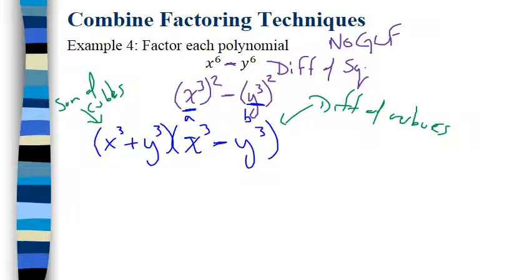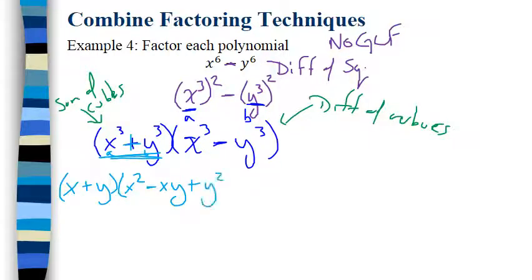Okay, so I can rewrite this using my form. This is a sum of cubes. Here's my a and y is b. So a is x and b is y. We can rewrite this as a plus b, so x plus y, times a squared, which is x squared, opposite sign, so minus xy, always positive y squared.